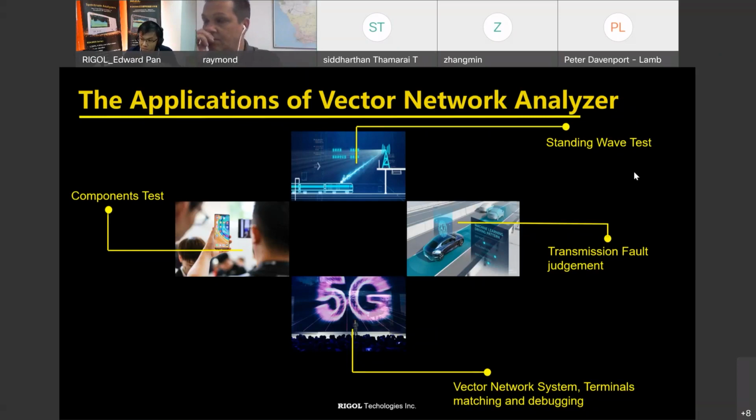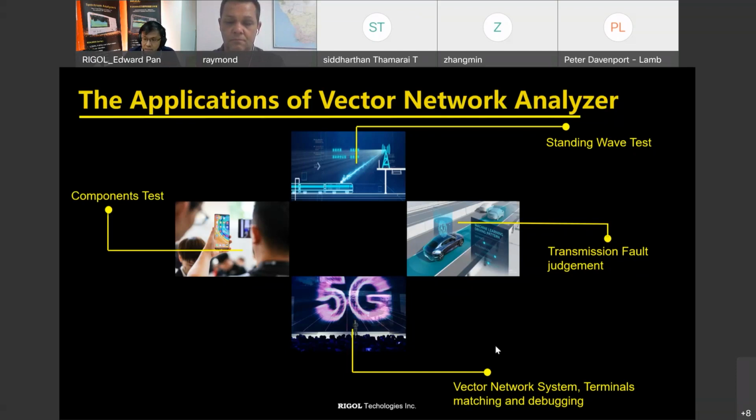And we can also verify the standing wave test. That means you can do the impedance match verification. And for the third part, that is system termination, matching, and debugging, such as 5G or 6G communication system matching verification, like the impedance or power transfer efficiency.